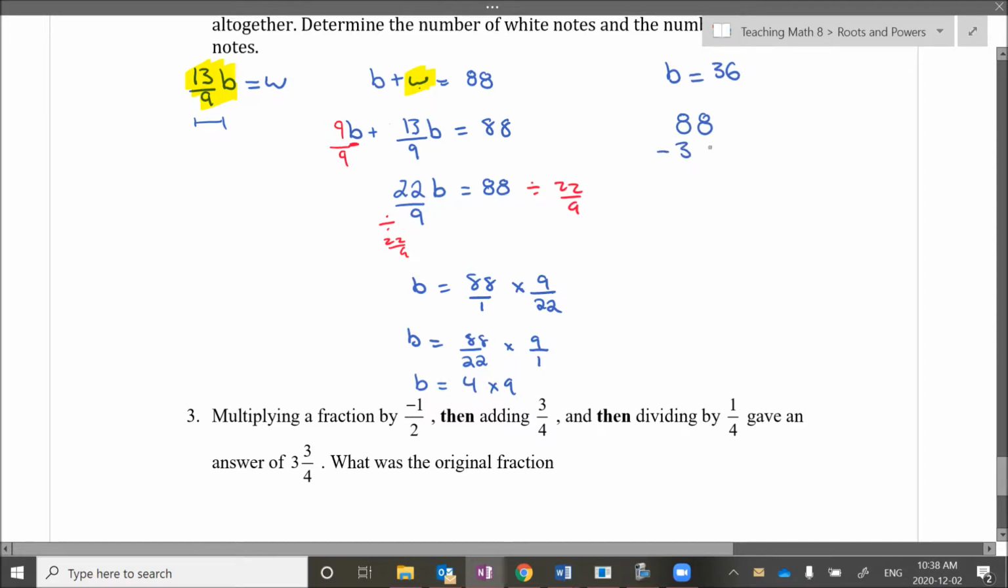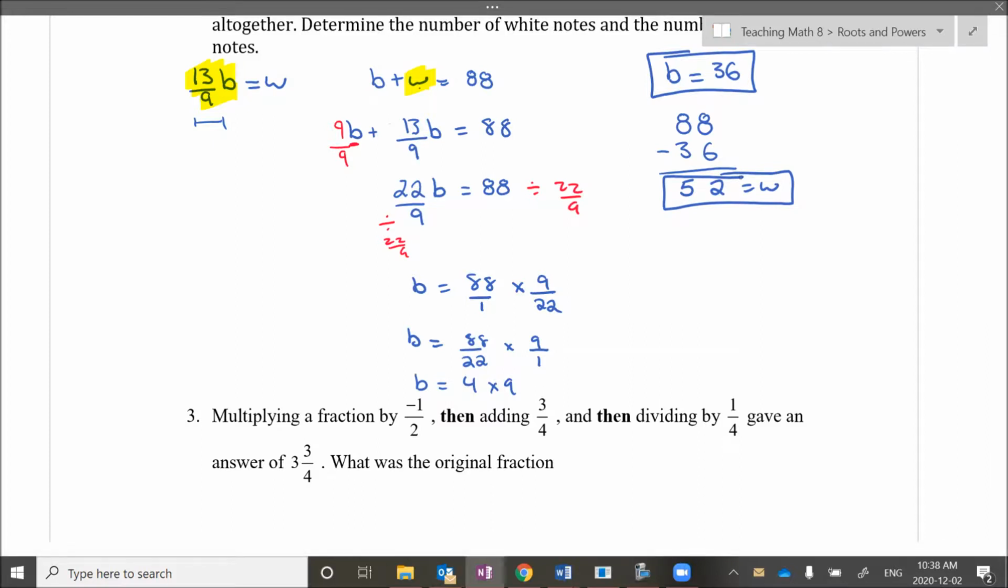I can figure out how many whites by doing subtraction. 88 minus 36 is 52. So I have 52 white notes. There are a few different ways to do this. If you did it differently and still got 36 and 52, that's awesome.